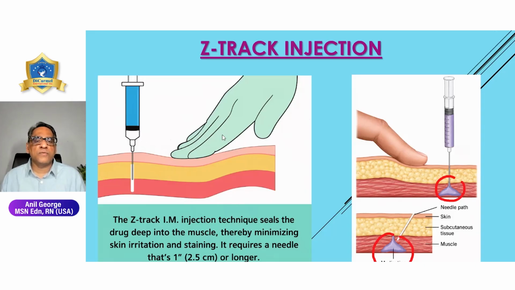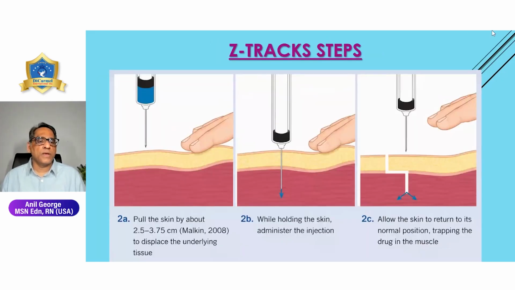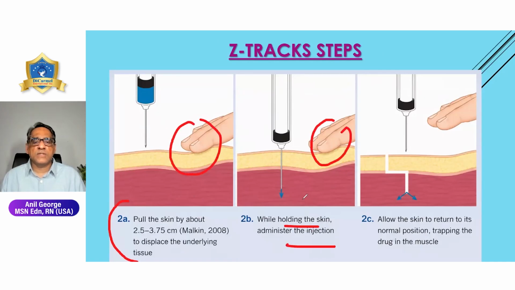And let's explain even further here on this page. First, pull the skin by 2.5 to 3.75 centimeters to displace underlying tissue, as we already heard. While holding the skin in that position, administer the medicine. As you can see, we inject the medicine there, and the medicine is inside. And then we withdraw the needle. It does not say that, but the next step is we withdraw the needle. And then we release the skin.